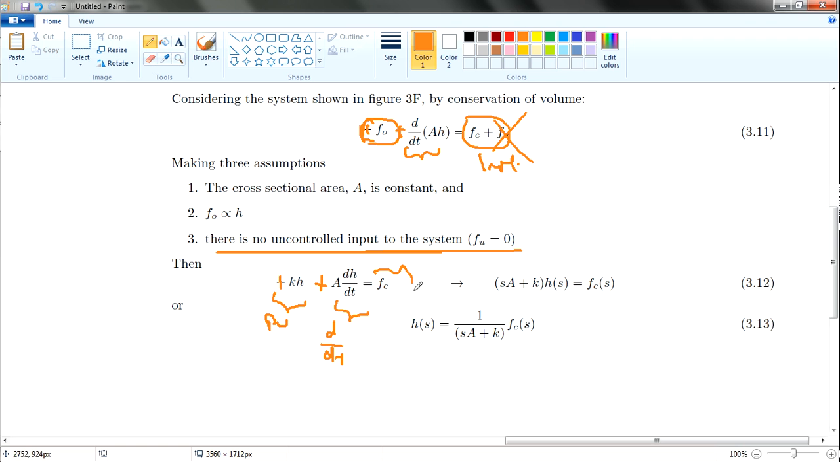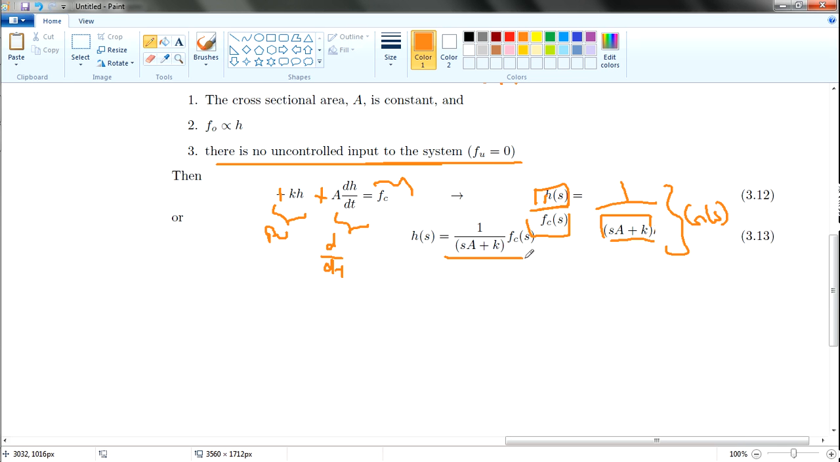Anyway, if you do that, you will get this thing over here. This is the Laplace form. Then if you bring this downwards and this upwards, what do you get? You will have a transfer function. This is the transfer function G(s), output over the input. So this is also rewritten as this. This is the transfer function, this is the input, and this is the output.